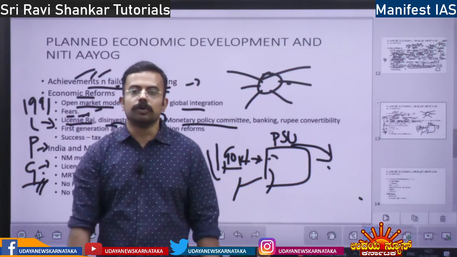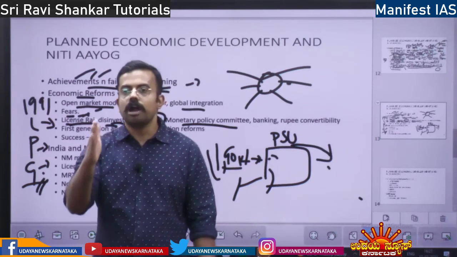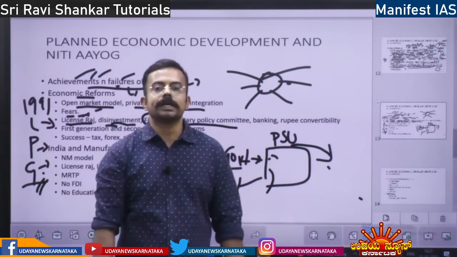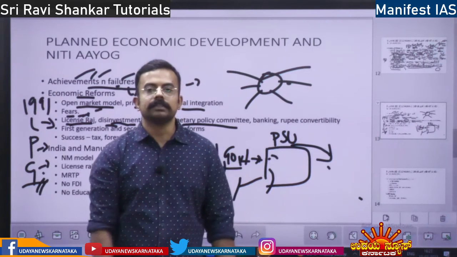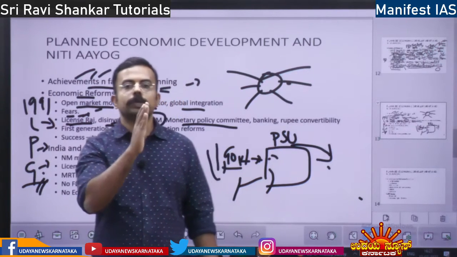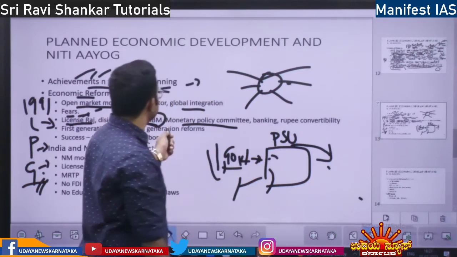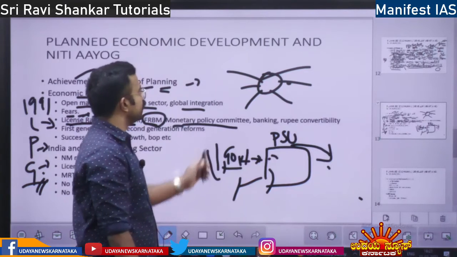Inflation should not cross 6%. It should not fall behind 4% or 2%. There is a bracket, inflation should stay within 2 to 6%. The Monetary Policy Committee gives the recommendation.